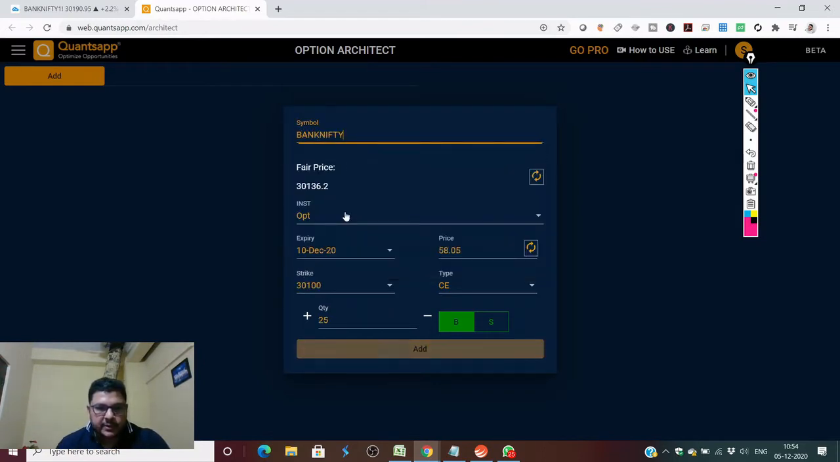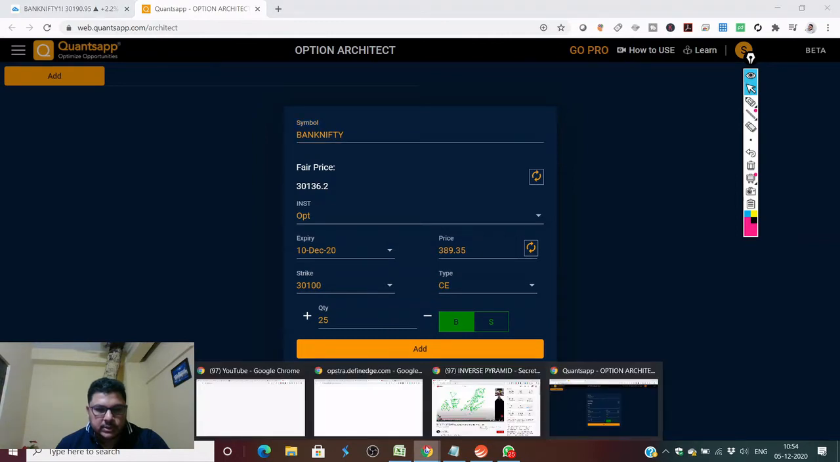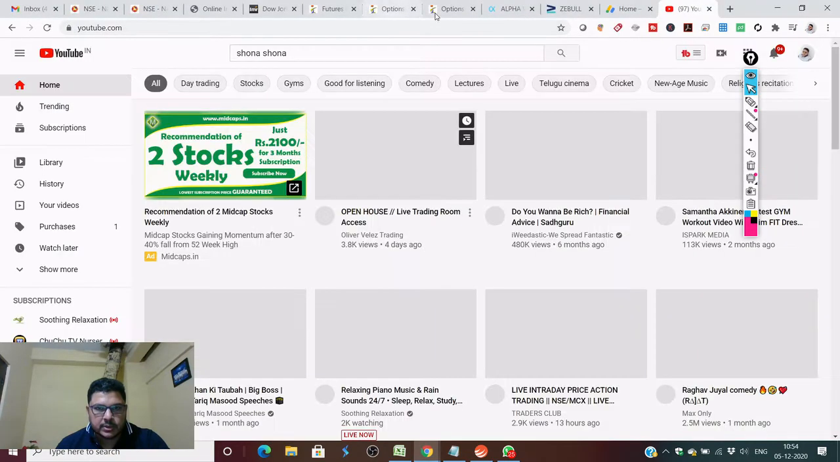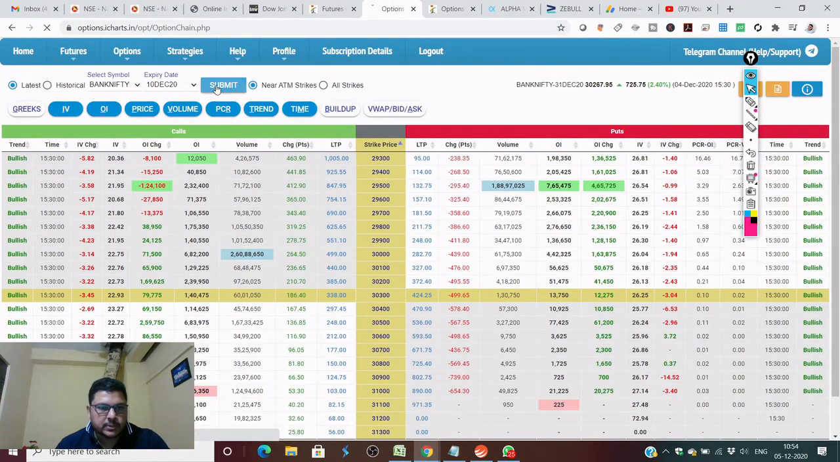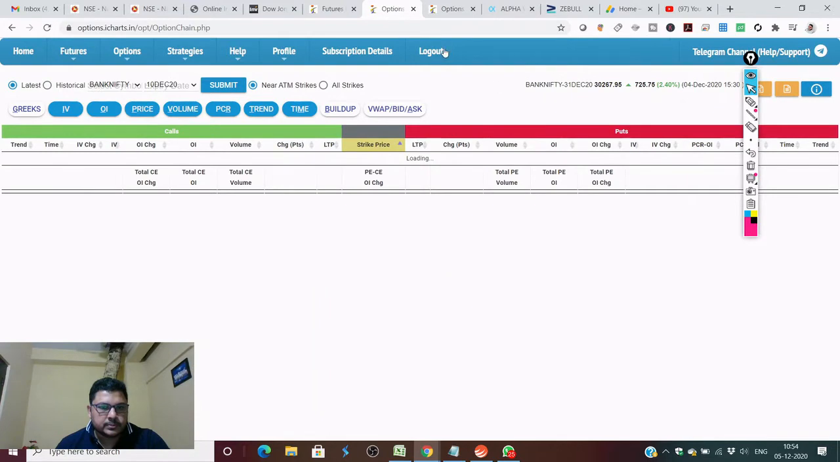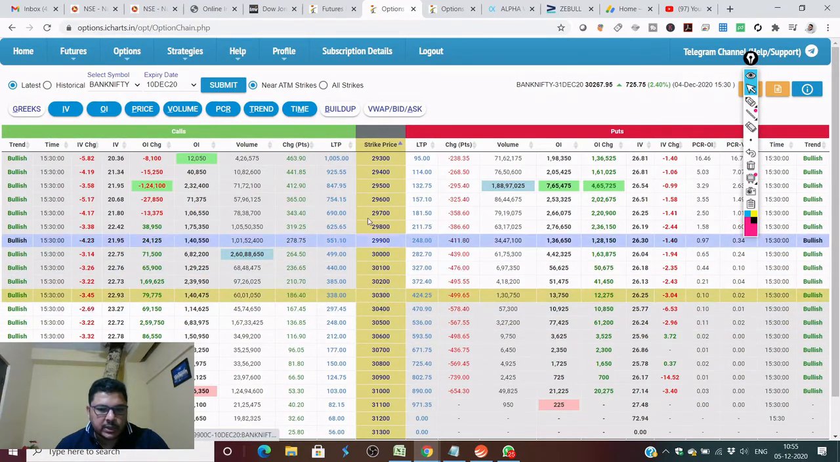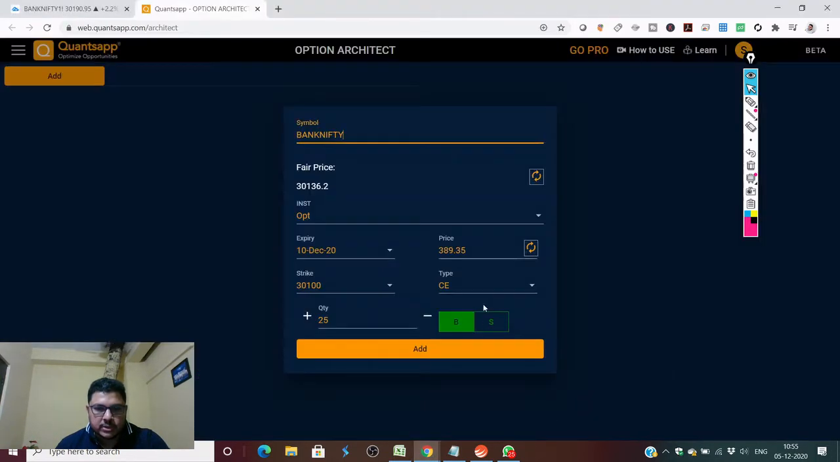So we'll go to Bank Nifty 10 December and what is the option chain telling us? Let's see if I have option chain open anywhere here. Yes, I have option chain. So option chain is saying 30,300. So assume that you get a breakout at super trend on 30,300. Then what should be your position?